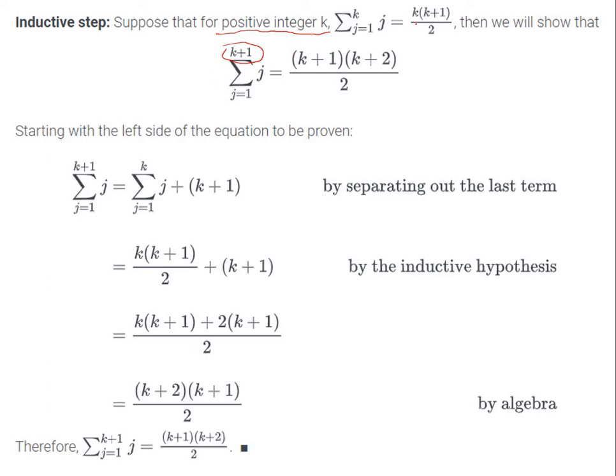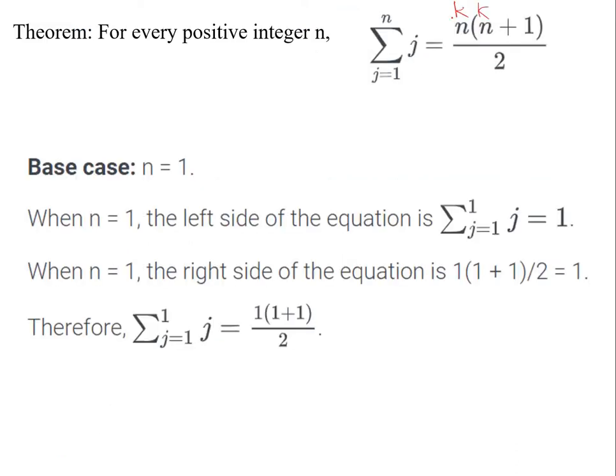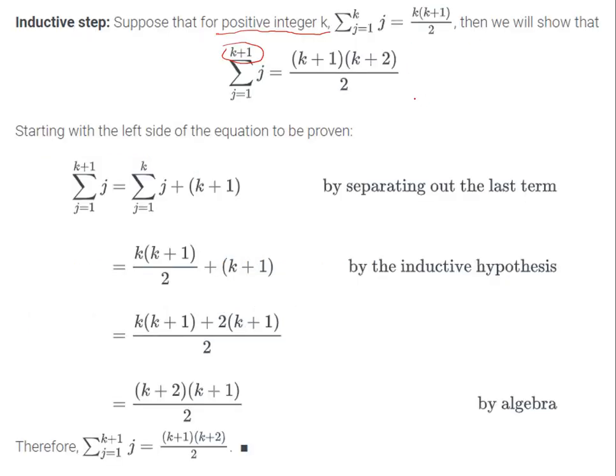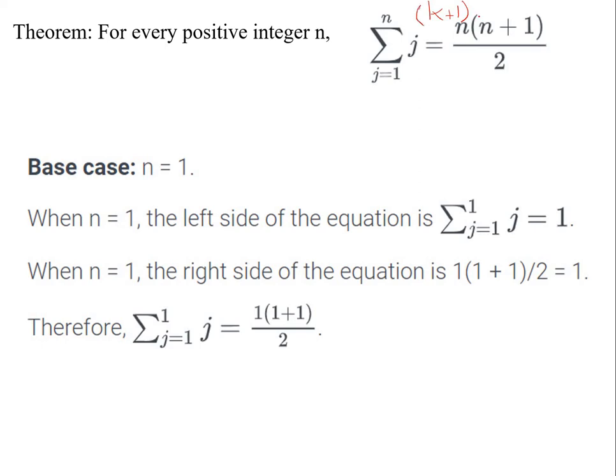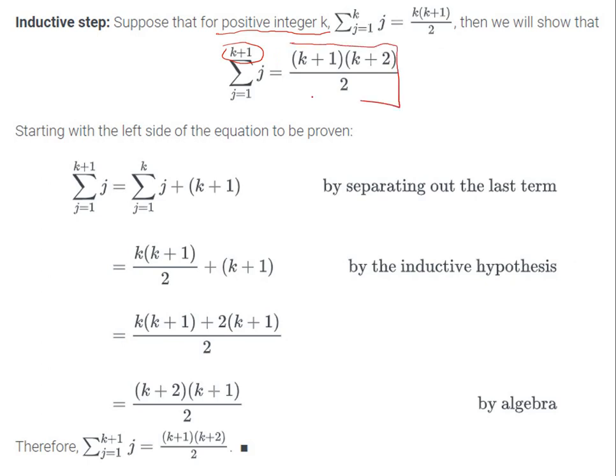So when you replace n with k plus 1, don't forget the parentheses. I've noticed sometimes students forget parentheses over here. So you get n with k plus 1 over here, and then plus 1, so that basically becomes k plus 2. So what you get is k plus 1 multiplied by k plus 2 divided by 2. So that's the statement for n equals k plus 1, which is this.